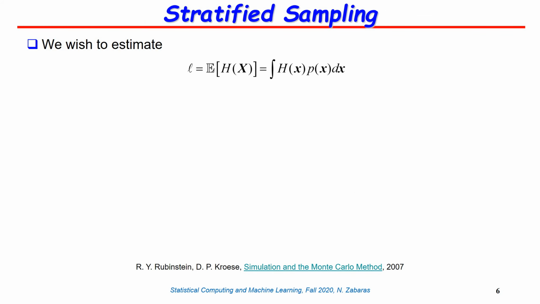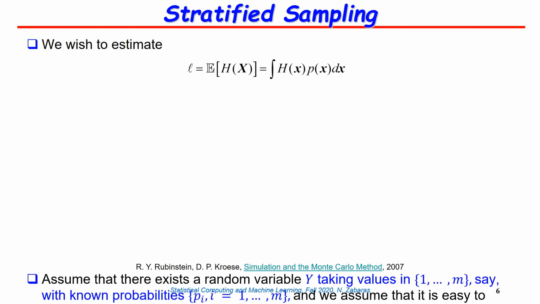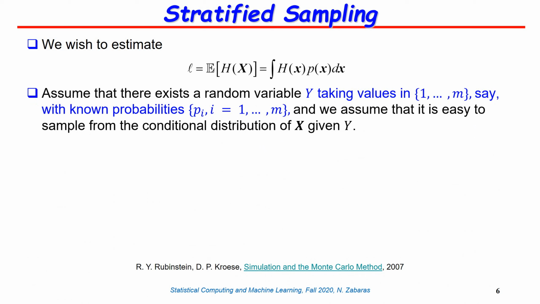Okay, let me move to stratified sampling. So let's say that we want to compute the expectation of h of X, and my distribution for x is p of x, so that's my estimator L. And I'm going to use exactly the same idea as before, but I'm going to make the simplification that y now takes finite values 1 to little m, and it takes those values with probabilities p1 to pm. And for now, just assume that probabilities are known. So we take that we know what pi is all about.